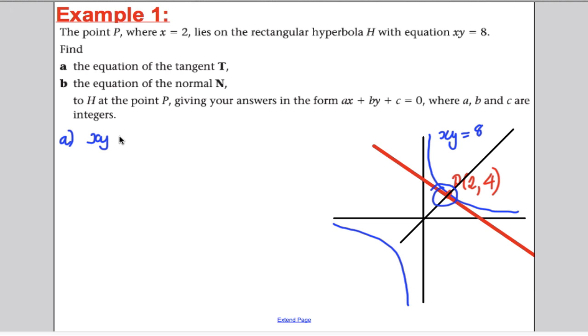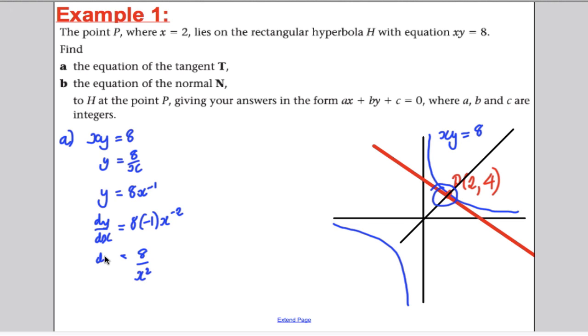So we know xy is equal to 8. Let's always make y the subject of the formula. Y is therefore 8 over x. Y in index form is therefore 8x to the power of minus 1. Now if we differentiate that, dy by dx, you bring down the minus 1 and you reduce the power by 1. So this would be negative 8 divided by x squared. So that is the gradient at any point. In particular, what's the gradient at the point where x is 2? dy by dx, when x is equal to 2, will be negative 8 over 2 squared, which is negative 8 over 4, which is negative 2.